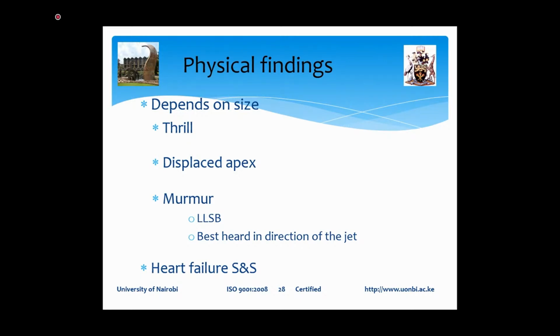So the left ventricle is to the left and slightly posterior, while the right ventricle is right-sided and slightly anterior. So the jet will be from the left to the right and towards the front. Many times it will be at the left lower sternal border. And then the heart failure signs and symptoms.